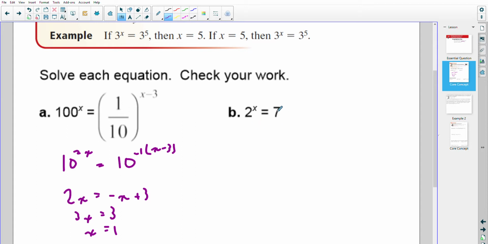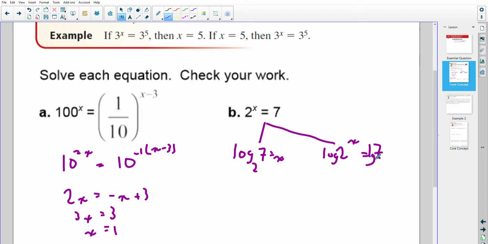The other type of question looks like this, where you can't get the bases the same. So what I would do is change it to log form, because you're trying to solve for the exponent, and logs are exponents. So a couple ways of doing this. You could just think about that as the definition and say, okay, it's the log base 2 of 7 equals x. Or alternatively, you could think about it as taking the log of both sides.